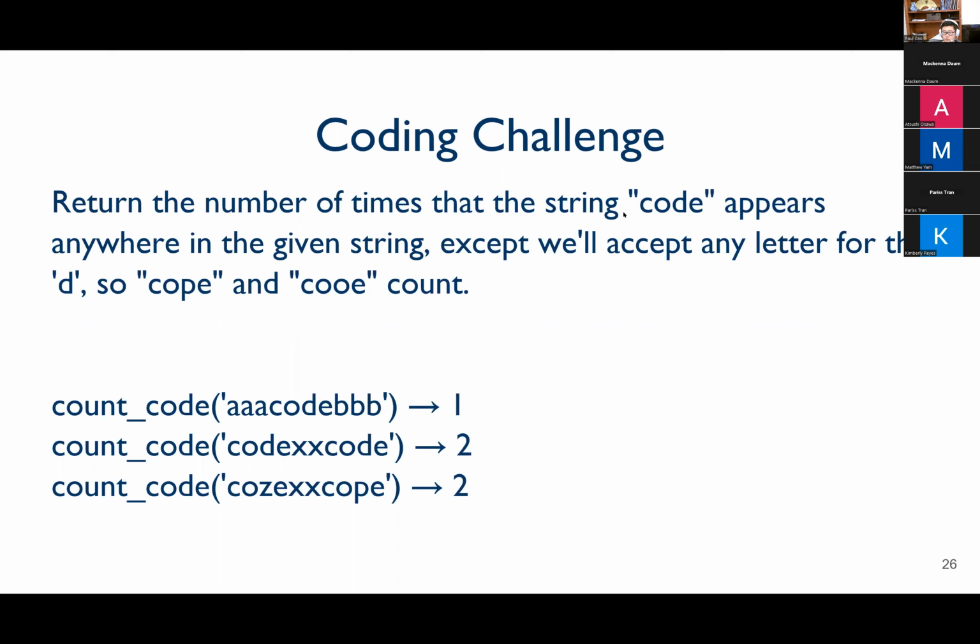So write this code. Basically, the idea is you have to scan through the string. When you see CO, and then jump one more letter, you see an E, that means you have seen this string, so you increase your counter by 1.